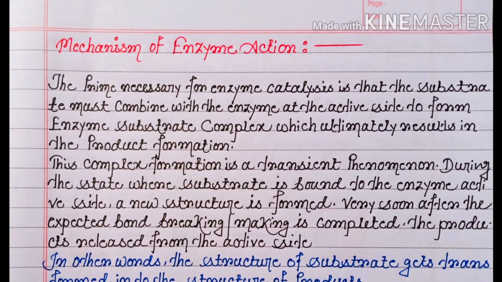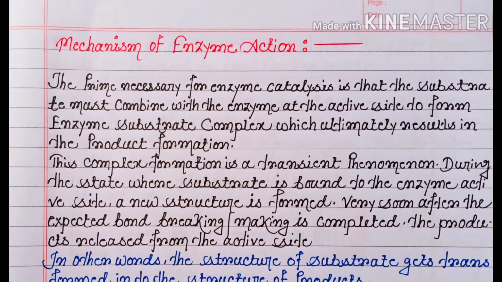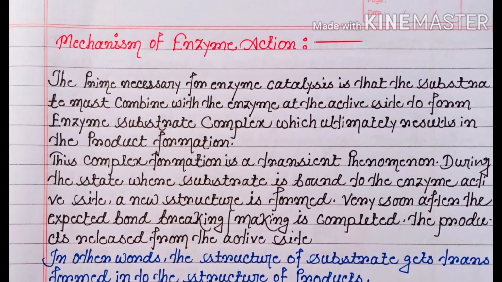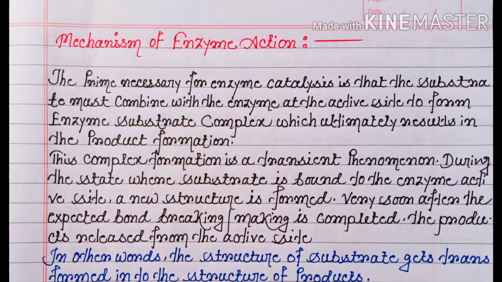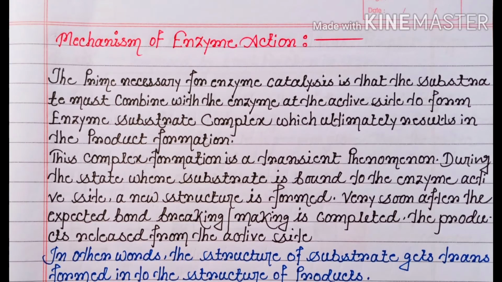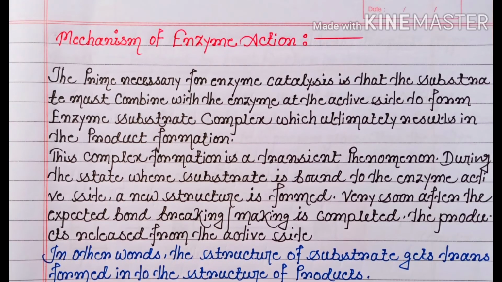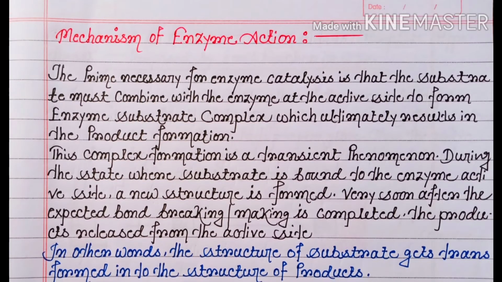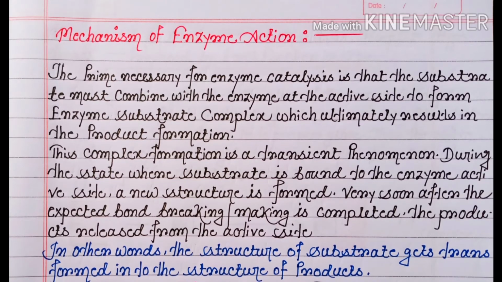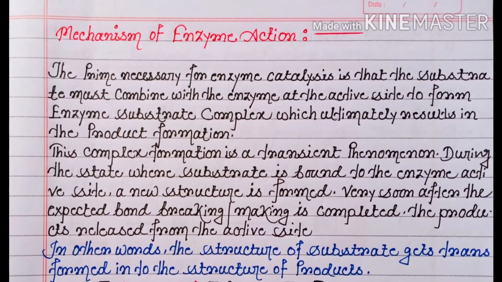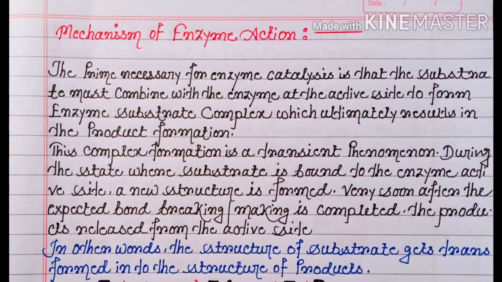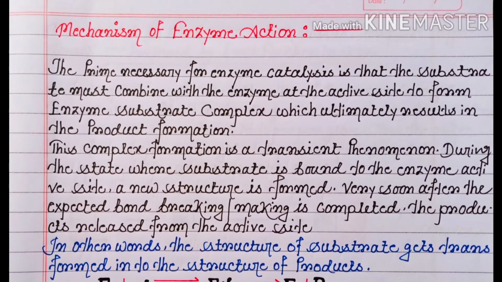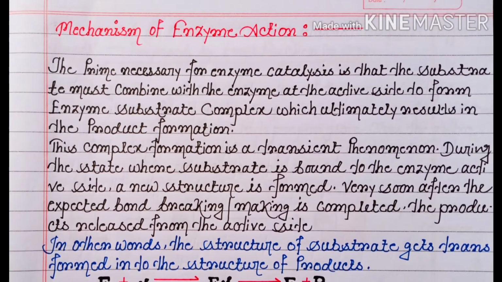Now let's talk about the mechanism of enzyme action. The prime necessity for enzyme catalysis is that the substrate must combine with the enzyme at the active site to form an enzyme substrate complex, which ultimately results in the product formation. This complex formation is a transient phenomenon. While the substrate is bound to the enzyme active site, a new structure is formed.